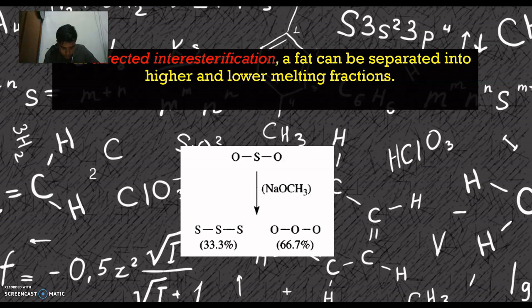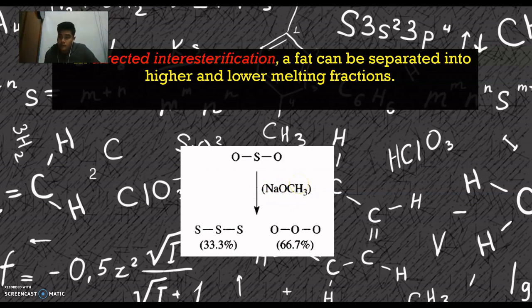Okay, so in directed interesterification, the reaction temperature is lowered enough until the low-solubility triglyceride becomes crystallized. Okay, and from this, the fat can be separated into higher and lower melting fractions. Okay, so based on this diagram, you can see we have O, S, and O, but in directed interesterification, it is separated based on melting fraction. So this is tristearine, only tristearine and triolein here, and we are still using sodium methylate as the catalyst.